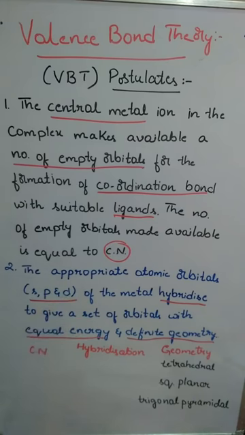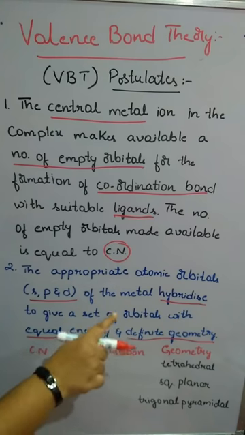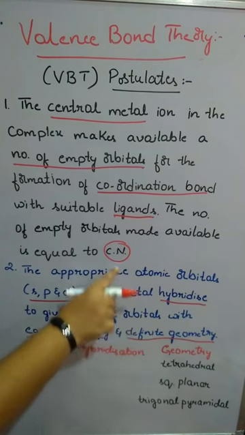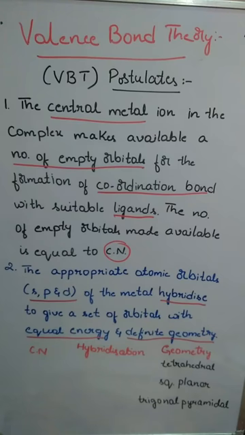How many vacant hybrid orbitals should there be? It should be equal to the coordination number. If the coordination number is 4 and the geometry is tetrahedral, then the hybridization is sp3. If the coordination number is 4 and the geometry is square planar, then the hybridization will be dsp2.